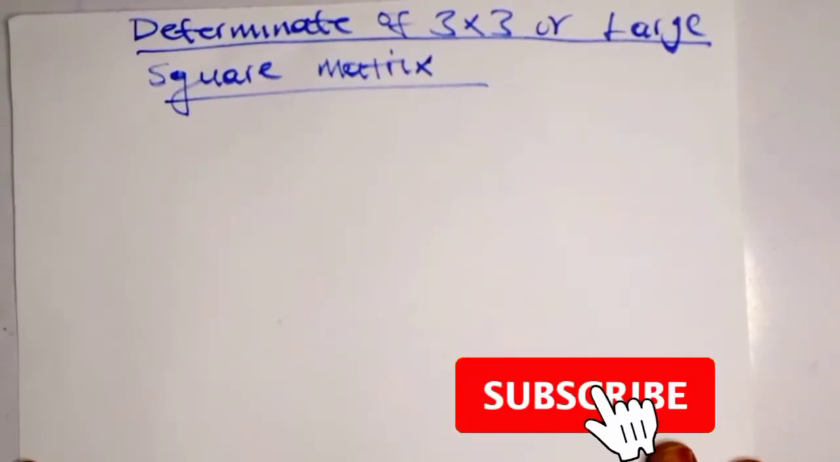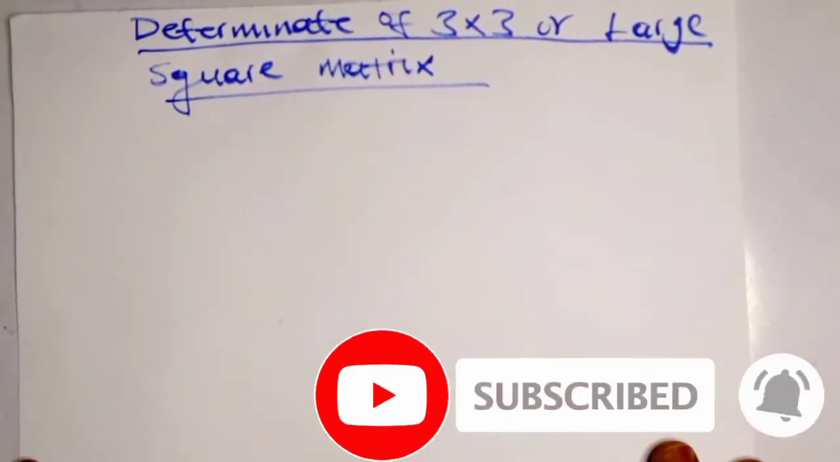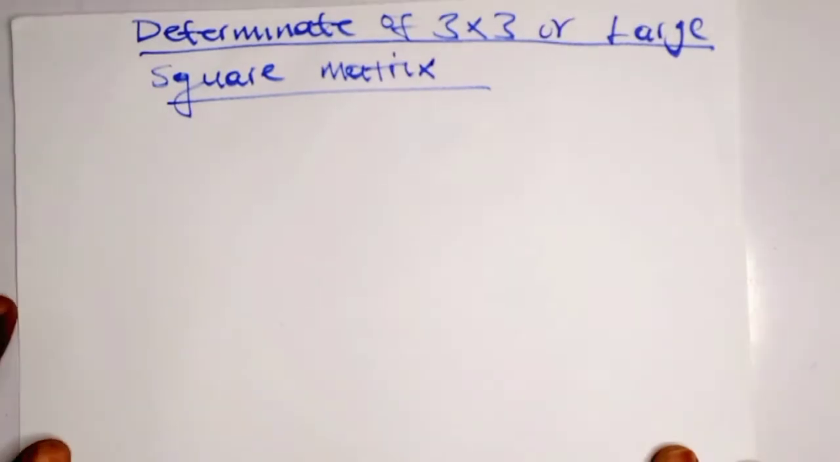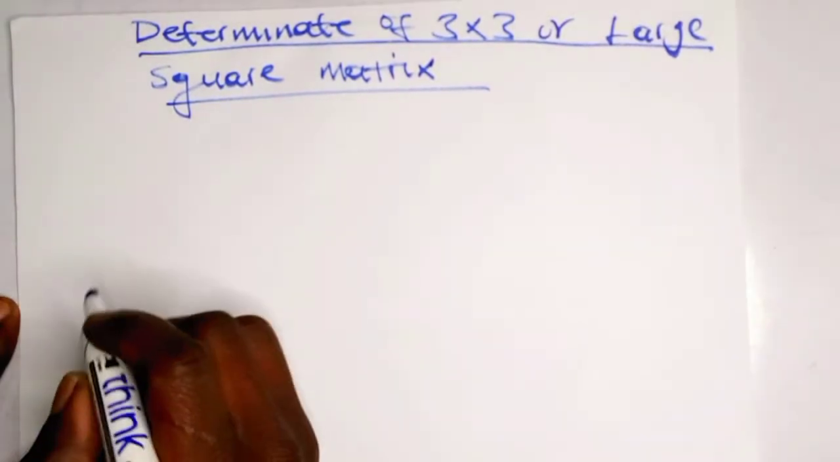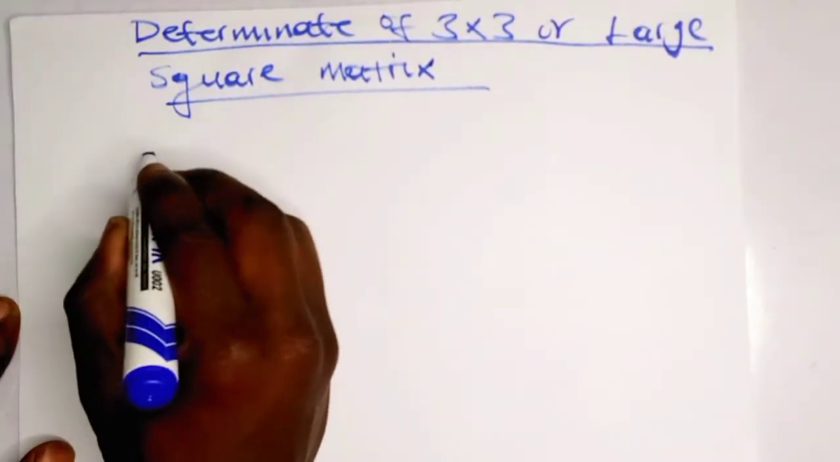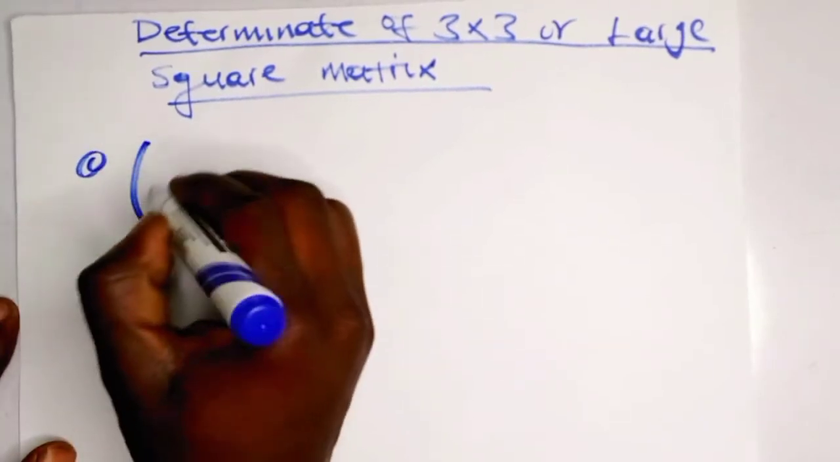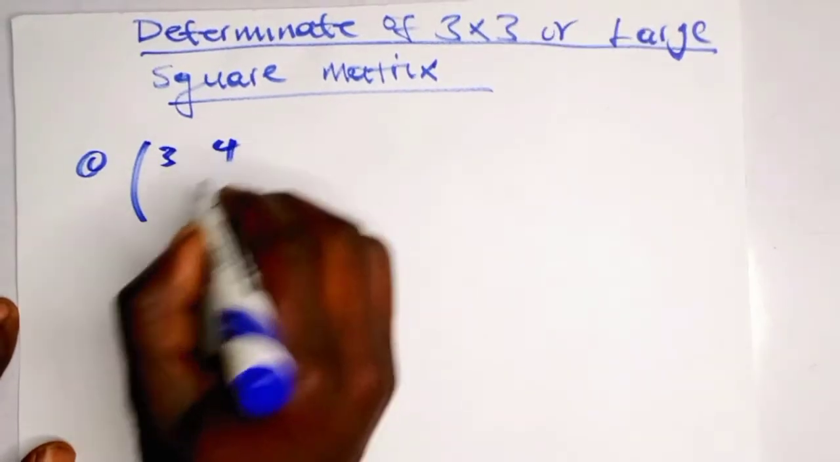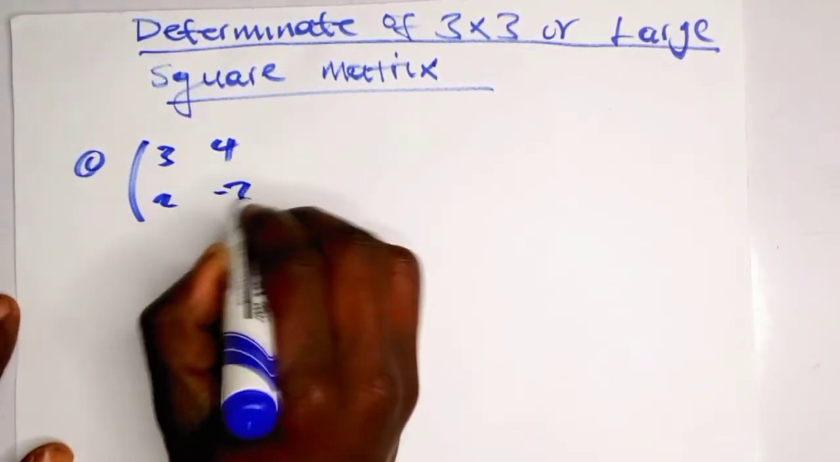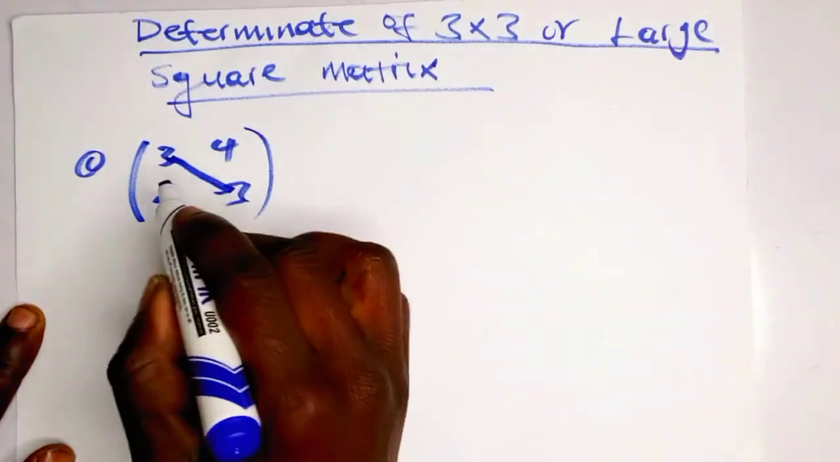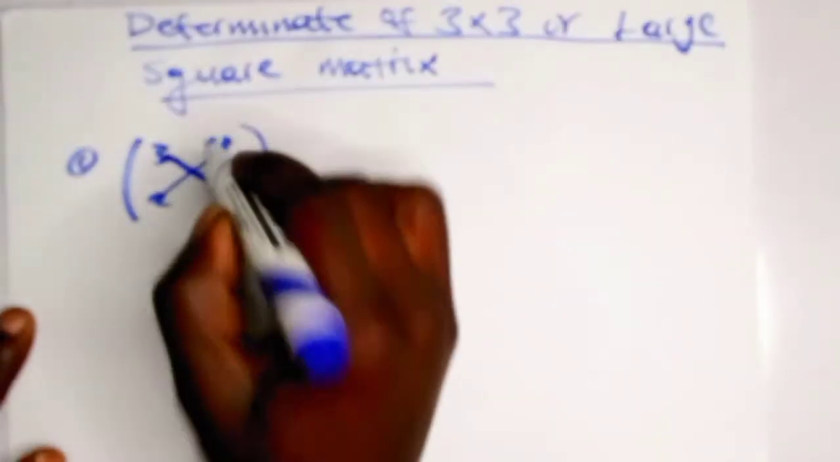Hello guys, welcome back. In today's video we are going to look at the determinant of a 3 by 3 or larger square matrix. First of all, we all know how to find the determinant of a 2 by 2 matrix. For example, if you have this matrix here, 3, 4, 2, minus 3 in the brackets, then how do you find the determinant?